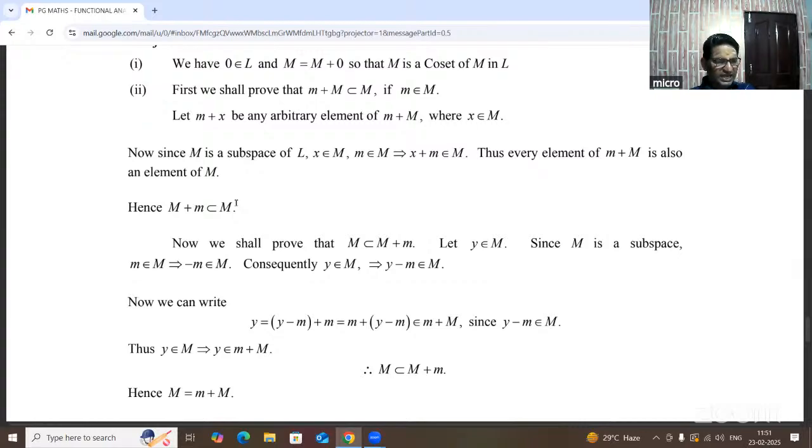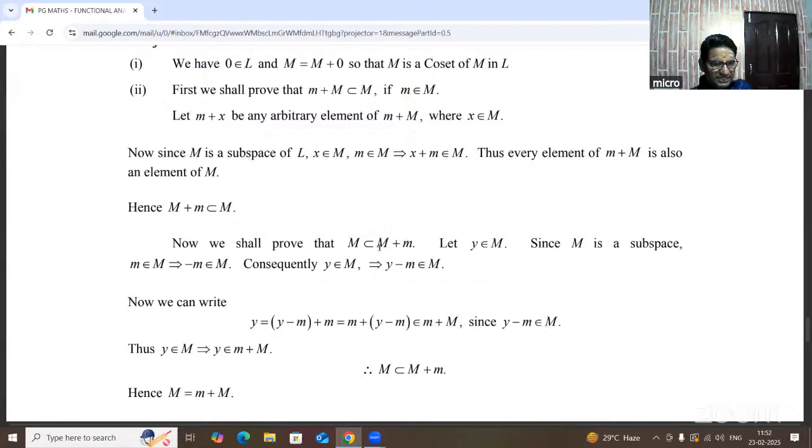Then automatically every element must possess an inverse, because this is the non-zero element. So the inverse also exists, so m plus minus m. We are taking another element of capital M, y. So y belongs to M, and the non-zero element is minus m. So y minus m also belongs to capital M. Okay. And M contains m plus capital M, then automatically capital M contains capital M plus small m.